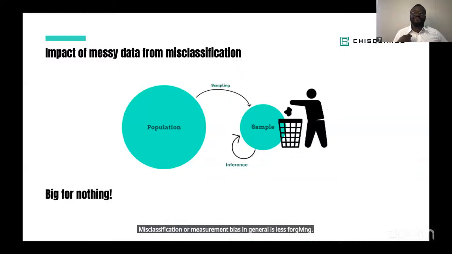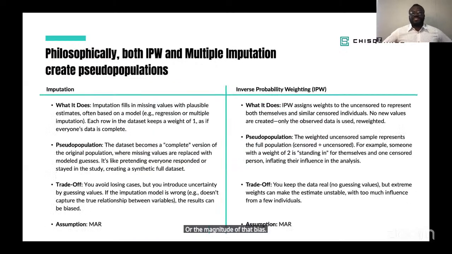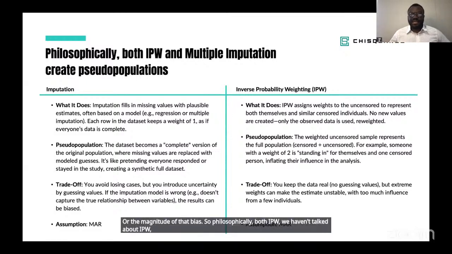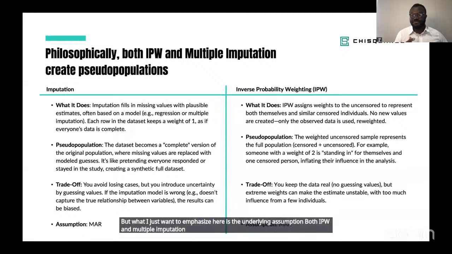So this is why you want to be very, very careful before you even think about doing things like multiple imputation, because there's inherent danger of misclassification, and we can never tell the direction of that bias or the magnitude of that bias. So philosophically, both IPW, we haven't talked about IPW, but we're going to talk about it in a minute, create pseudo populations. We're going to come back to this slide later, but what I just want to emphasize here is the underlying assumption. Both IPW and multiple imputation assume that you have MAR, missing at random, right?